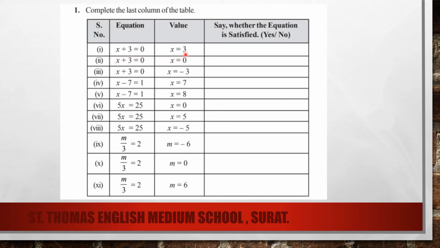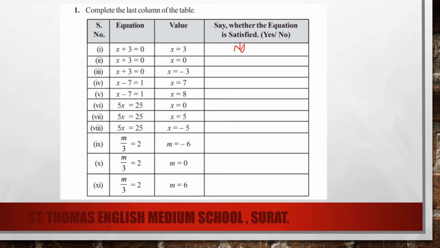Now, first one, x plus 3 is equal to 0. x is equal to 3. So, the value of x is given 3. You have to substitute here. In your mind, you can do it yourself. Okay. So 3 plus 3. What is 3 plus 3? 6. Is it equal to 0? No. 6 is not equal to 0. That is LHS not equal to RHS. So what you can write? No. It is not satisfied. So write here no.